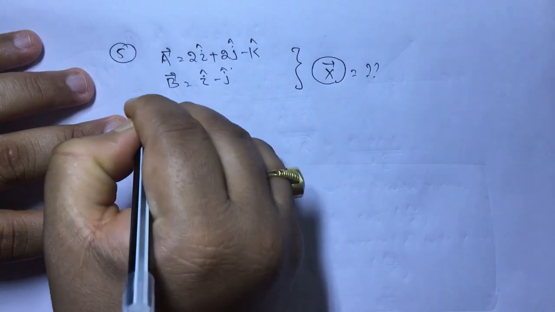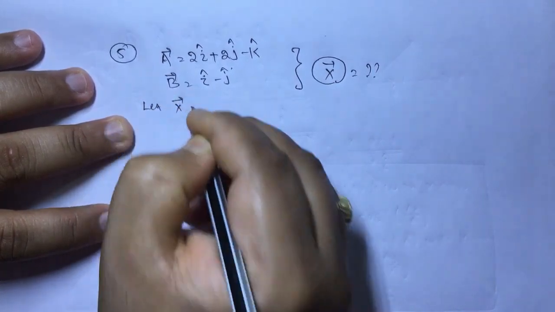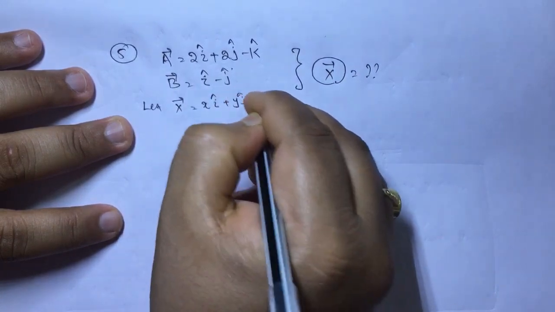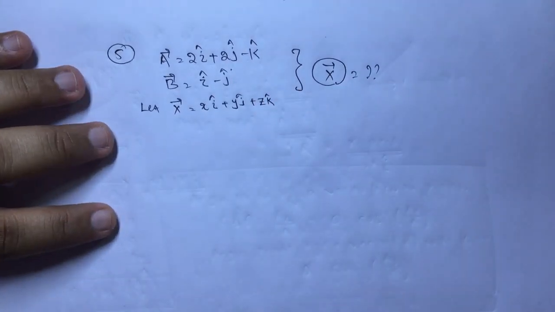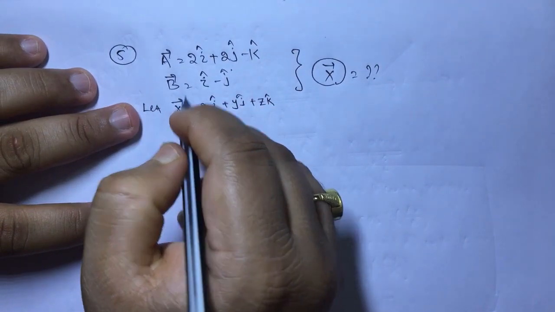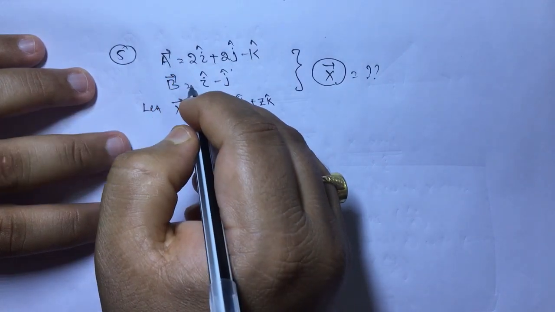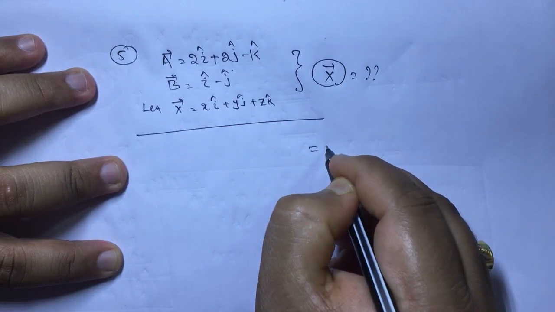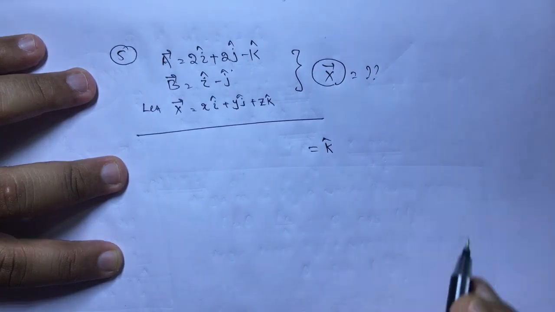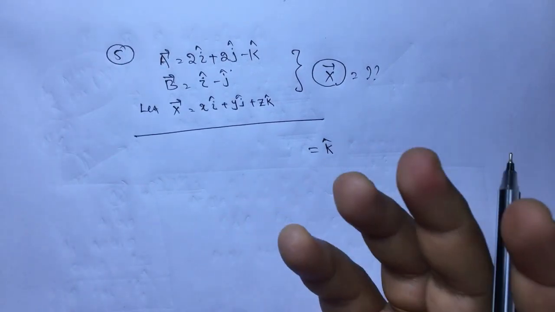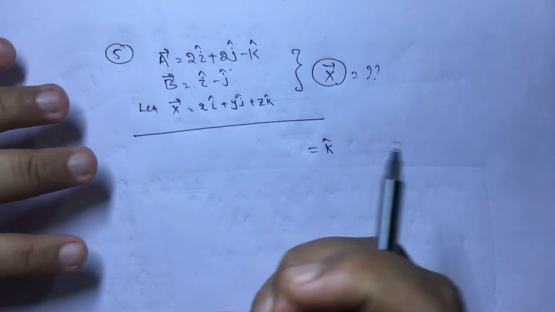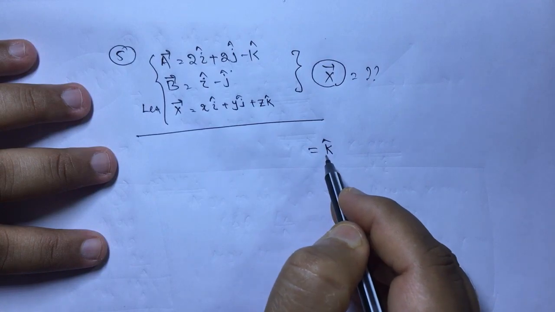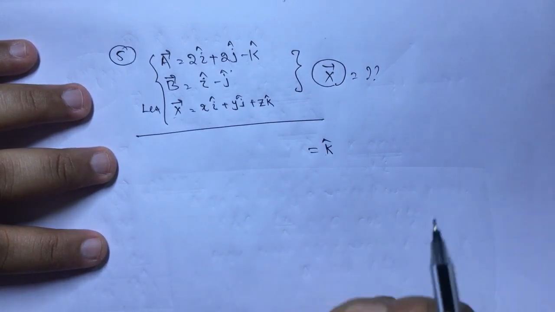So let us assume that your answer is x vector. X vector means I can write it as x i cap plus y j cap plus z k cap. So let this be the vector which, when added to the resultant of these two vectors, will give the unit vector along z axis. And what is the unit vector along z axis? It is k cap. So in a direct way, if the question is made simpler, then add 3 vectors and the resultant will be k cap. Then find the value of x vector. That is the question.